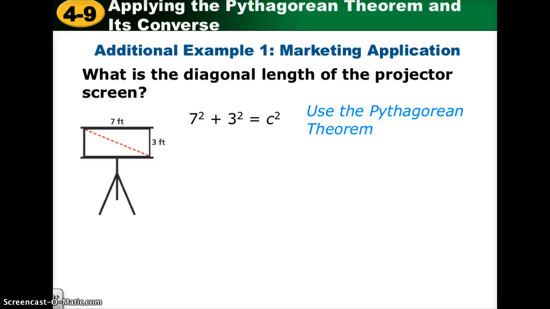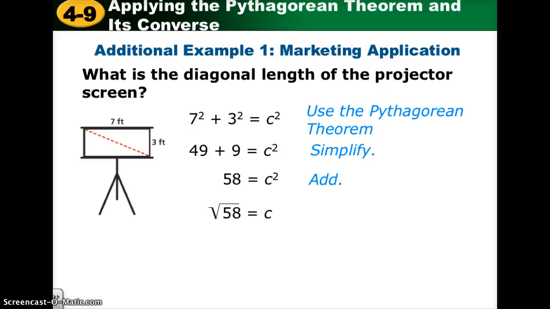So we would take 7 squared plus 3 squared equals c squared. We do some simplifying, get 49 plus 9 equals c squared. We end up with 58 equals c squared. Luckily, we just learned about square roots. So if we want to get down to just the length of c, we take the square root of both sides, and c equals the square root of 58, which is approximately 7.615. So that would be the value of the diagonal in feet.